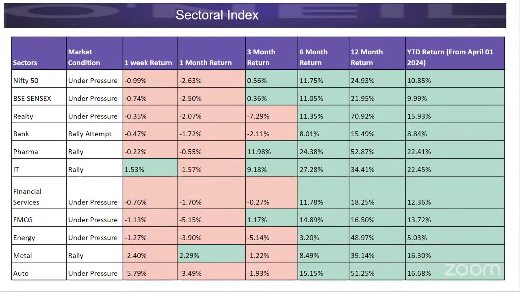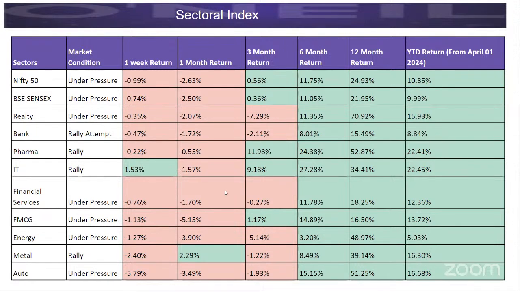If you see the return in the last 1 week, except IT, all the sectoral indices, including benchmark index, have generated negative return, and likewise in 1 month and 3 months. In the last almost 2 to 3 months, the majority of the sectoral indices, including benchmark index, have either given no return or negative return, except pharma, which in the last 3 months generated around 12% and 89%. Otherwise, the majority of the sectors have generated negative returns in the last 2 to 3 months.